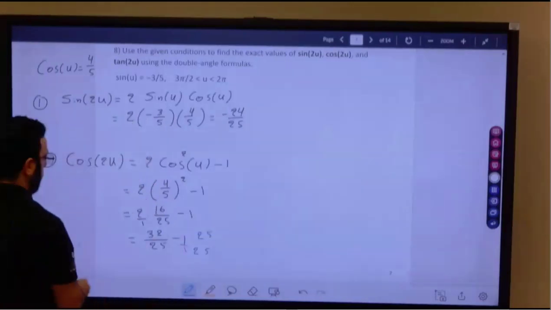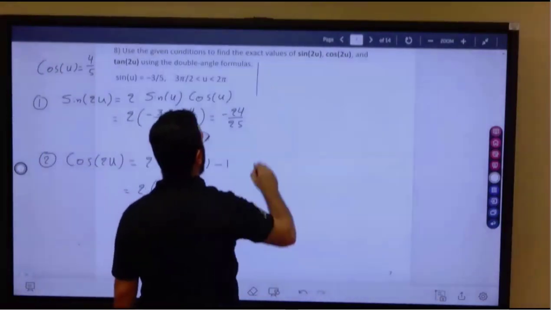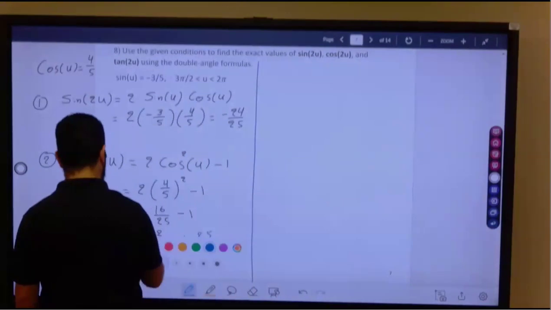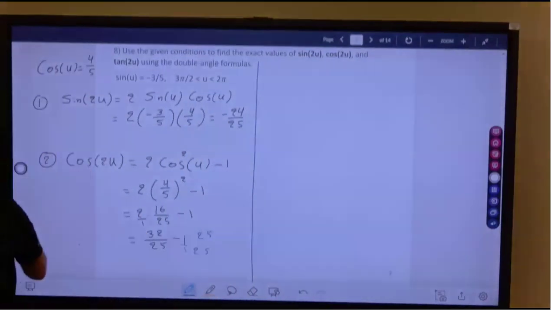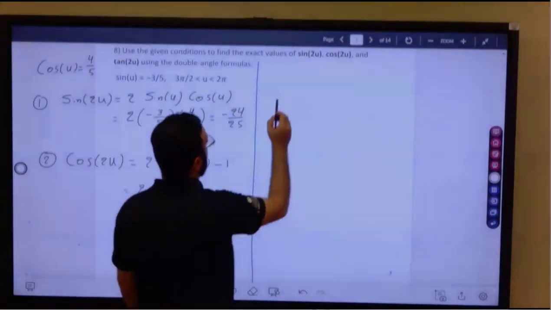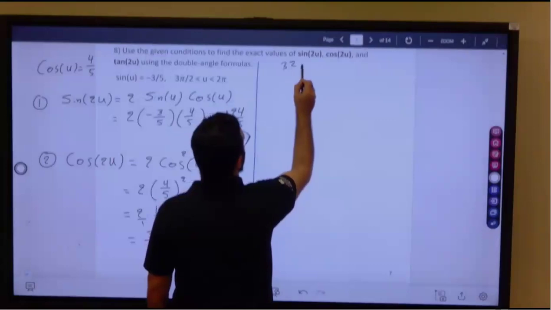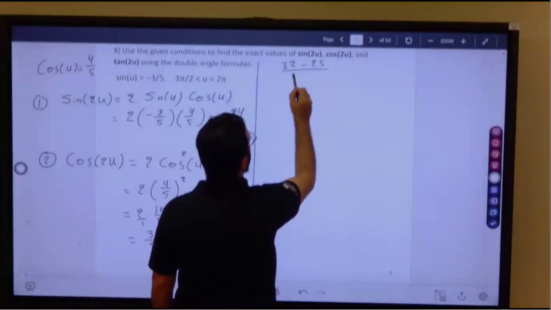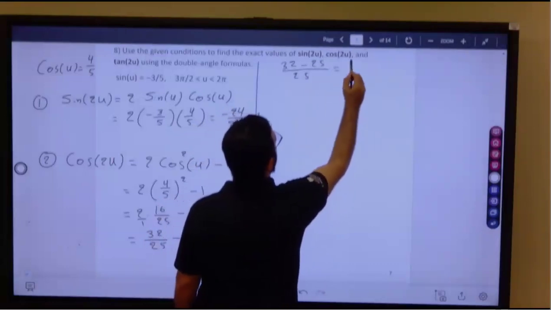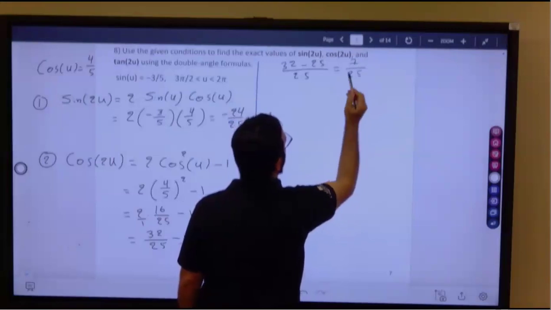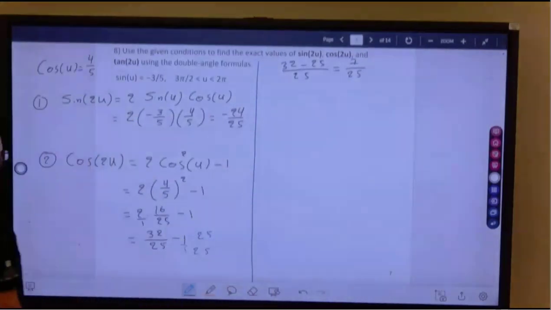And then you can multiply by 25 to get the common denominator. That means it's going to be 32 minus 25, over 25. It's equal to 7/25. That's it for the second one.